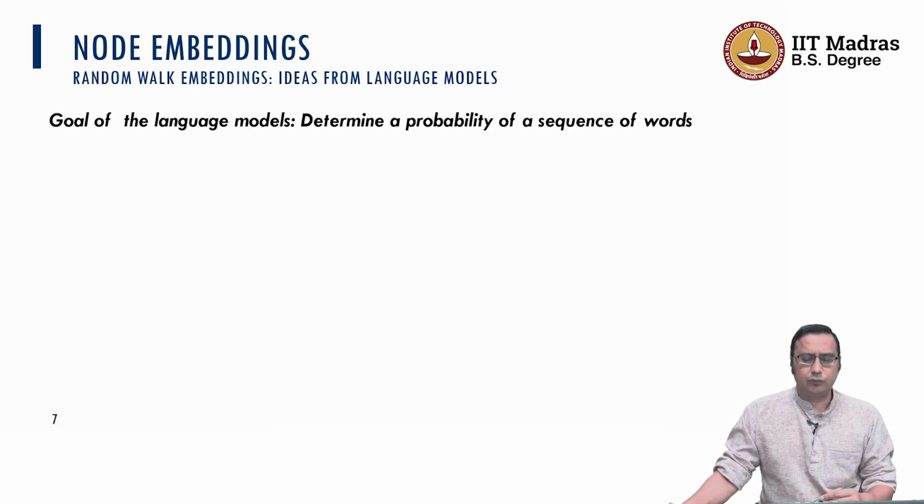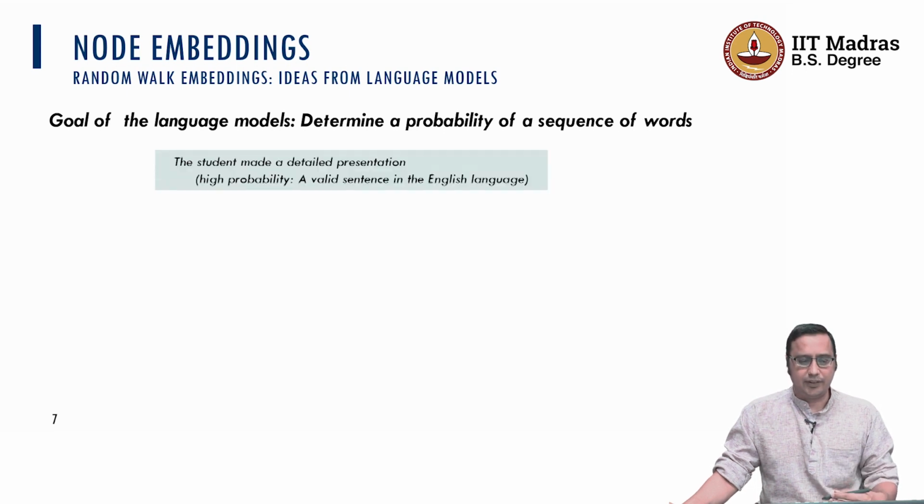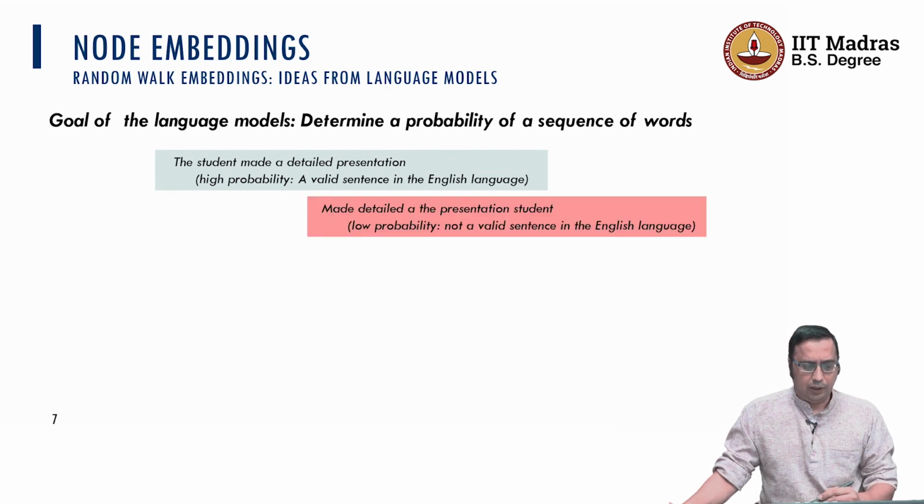So, how to determine the probability of a sequence of words is the question now. If we find a high probability sequence of words, then we can say that this is a valid sentence. Otherwise, for a low probability sequence of words, we will say it is not a valid sentence.